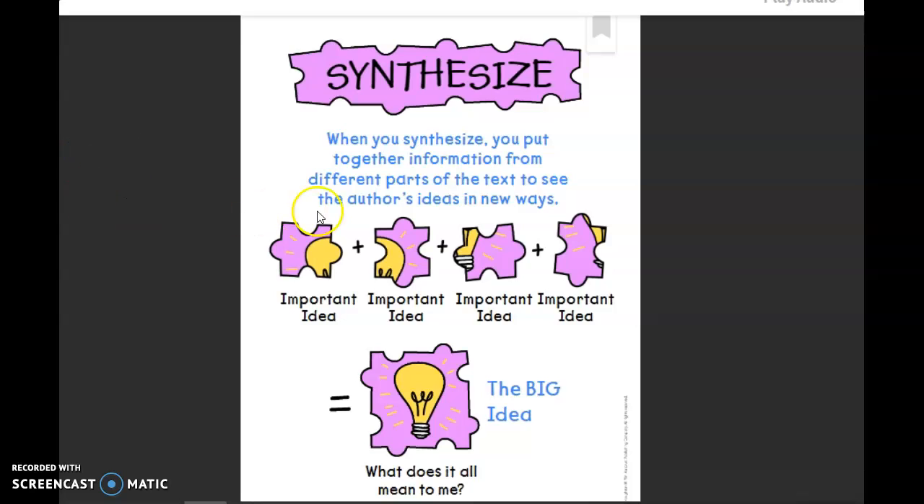So on our chart you see we have all the little pieces that when added together or put together make the big picture or the big idea. So imagine this big picture here is a bunch of little pieces put together to make this larger piece. When readers synthesize, they identify the important details and ask themselves, what does it all mean to me? So you're picking out all the details of the story you're reading and you're asking yourself those I wonder questions, and the big one is, what does it all mean to me?